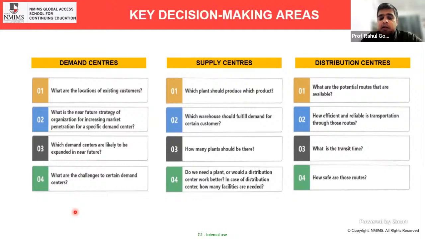Similarly, on supply centers, you may have several plants, right? In which plant should you produce a particular product? Should you be producing the same product in multiple plants? Should a particular product be a mono source or multiple source? Which warehouse should service which customer location? How many plants should you have? How many warehouses should you have? Should a plant be set up, or will a distribution warehouse suffice, or a small warehouse be enough?